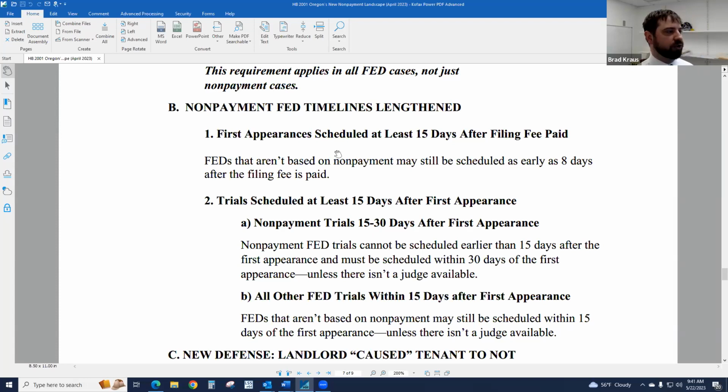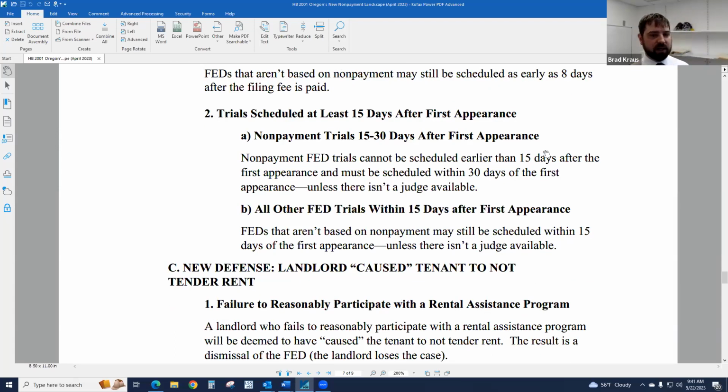Multnomah obviously being the exception. Multnomah does them every day. Places like Washco and Clackamas, and I don't know how Marion does it since we file in Marion Justice, but Marion Justice does theirs, I believe, once a week or maybe twice a week. I'm not quite sure. But again, you can see how that gets things stretched out quite a bit. Keep in mind that FEDs that are not non-payment based, so conduct-based evictions, are still on the old timelines. So with those, you can still get into court 8 days after the filing fee is paid. With respect to trials, these are now at least 15 days after the first appearance.